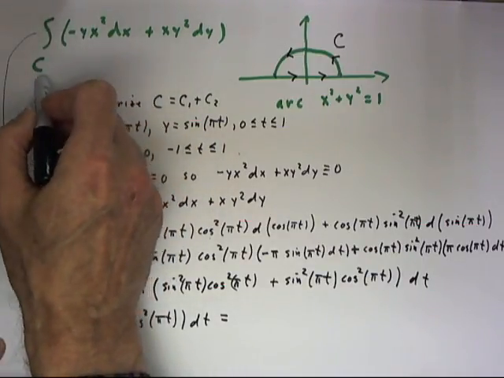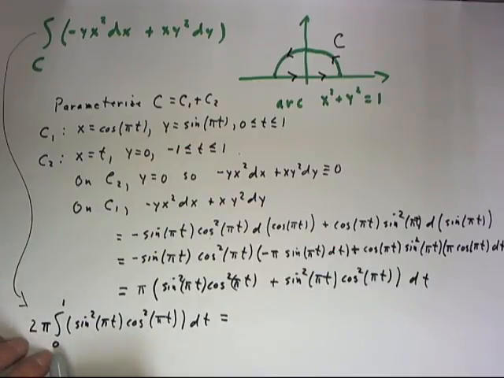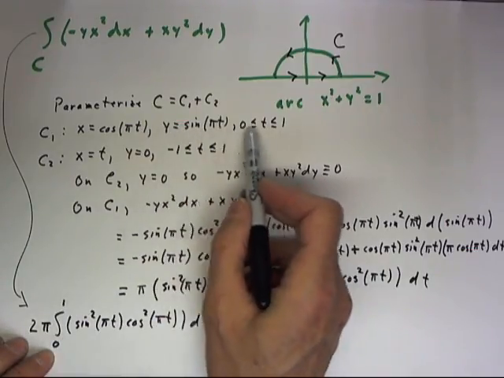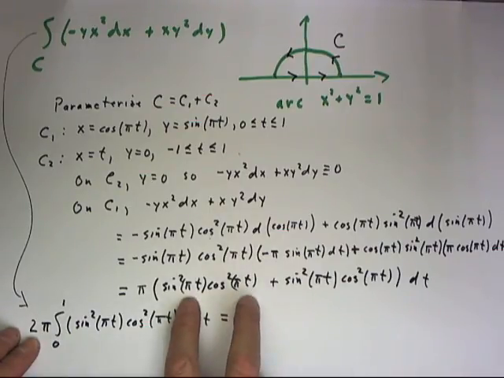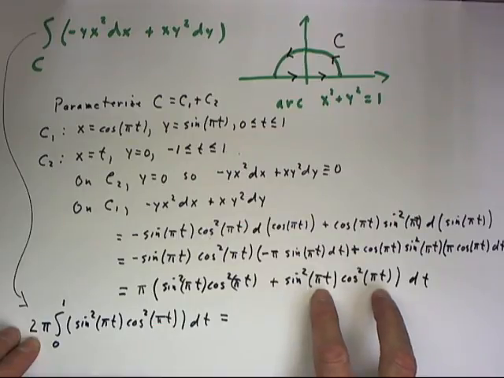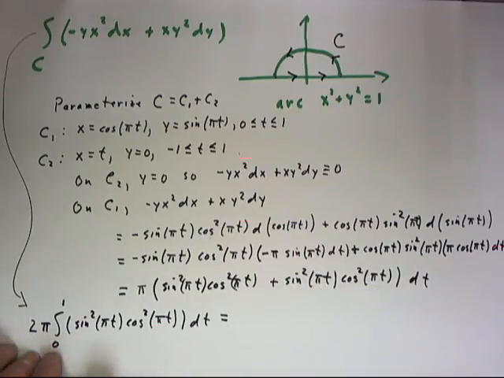Okay, so our original integral over c now becomes the integral from t equals 0 to 1, because that's how we parameterize the curve. We factor out the 2 pi. We get a 2 because we have the sine squared, cosine squared twice. So we have 2 times the integral from 0 to 1 of sine squared pi t, cosine squared pi t dt.